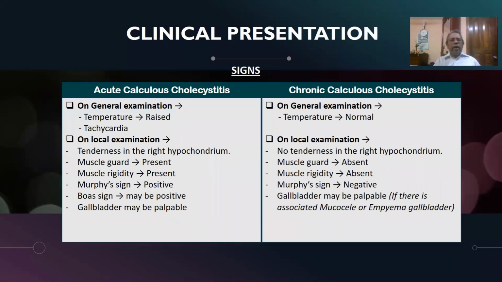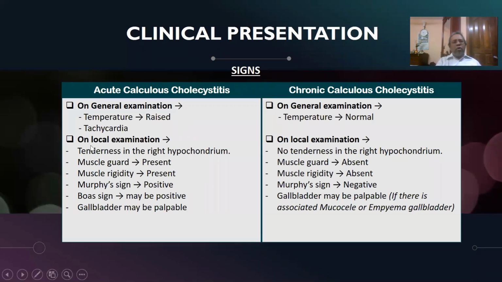So look, in the case of acute calculus cholecystitis, the temperature is raised, whereas in chronic it is normal. Whenever there is a raised temperature, there is also tachycardia. That tachycardia is also due to the pain of the abdomen. So pain causes an increased pulse rate, and fever also increases the pulse rate. So both of them cause the presentation along with temperature. There is an increased pulse, that means tachycardia. But in chronic there is no marked tachycardia because there is no marked pain and no raised temperature.